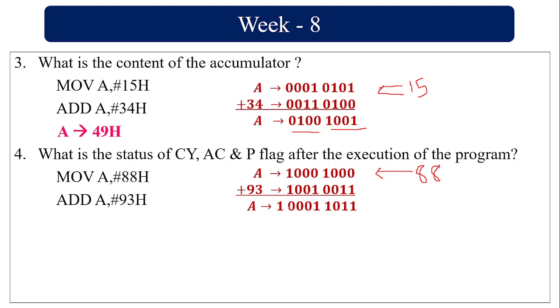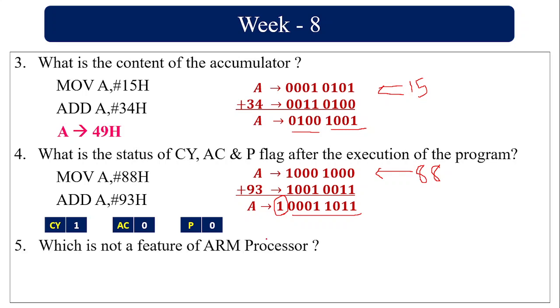So after performing the addition, the carry is going to be 1. So you have your carry. There is no carry from the lower nibble to upper nibble, so auxiliary carry is going to be 0. For your parity flag, the accumulator content contains an even number of 1s, so your parity flag is 0. For an odd number of 1s, the parity flag will become 1.